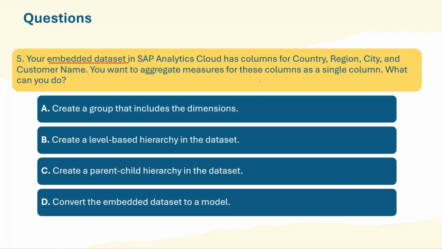And in a normal data set, you can aggregate multiple columns of data together by using a level based hierarchy, which we already did in the demo session. When you use a level based hierarchy, the parent node will have the overall value of all the children.